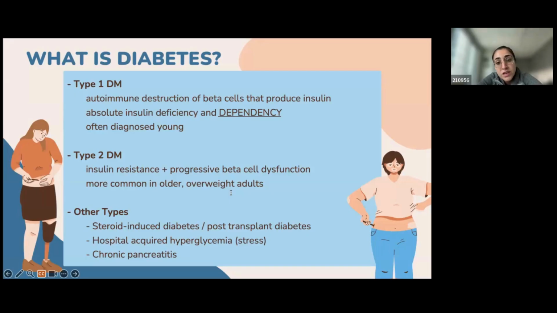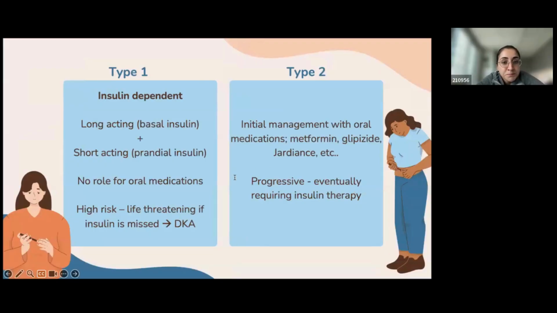There are also other types of diabetes that we encounter in clinical practice. That's steroid-induced diabetes or post-transplant diabetes, mostly due to medication side effects that impair glucose metabolism. Hospital-acquired hyperglycemia or stress-induced hyperglycemia, which is a transient increase in the blood glucose levels due to acute illness or physiological stress, excuse me, and then diabetes related to chronic pancreatitis, which results from damage to the pancreas itself, leading to both insulin deficiency and digestive issues.